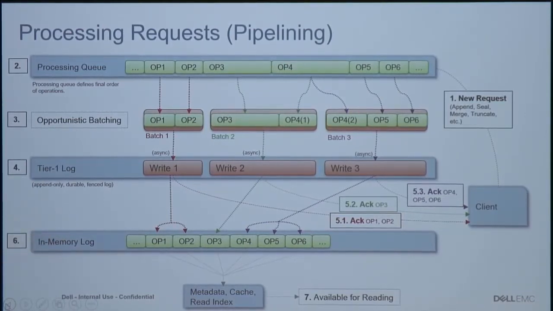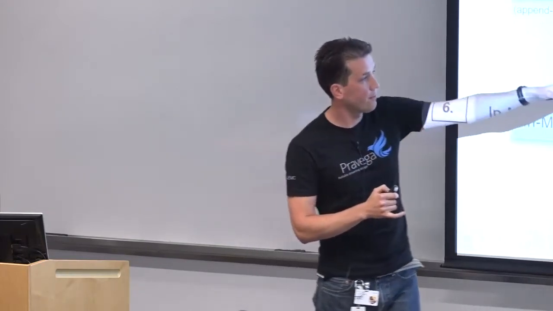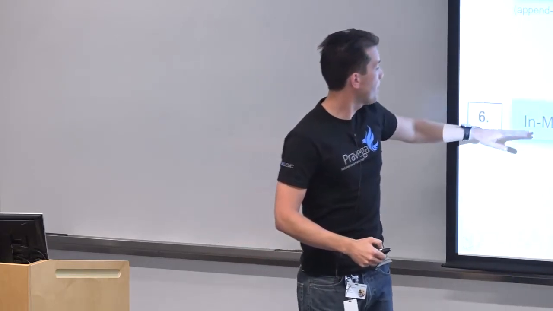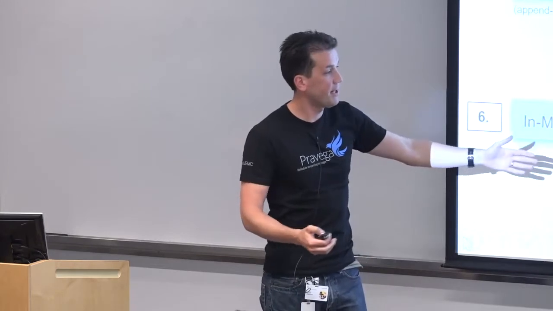All of these writes get sent asynchronously to our tier one, which means we don't wait for the previous one to complete before the next one gets sent. And then when you get an acknowledgement from tier one, saying I've written this and everything before this write, then we are free to first ack to the client, and we ack them in the order in which they were received. And then we add them to our in-memory structures, which means they are available for reading.